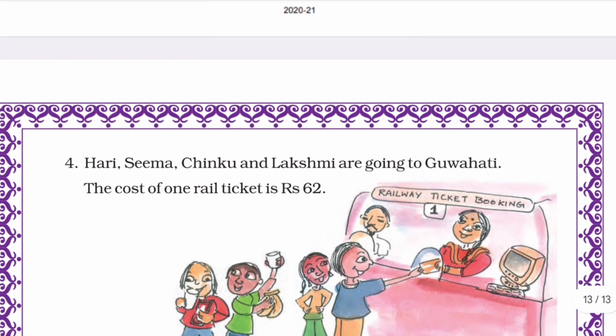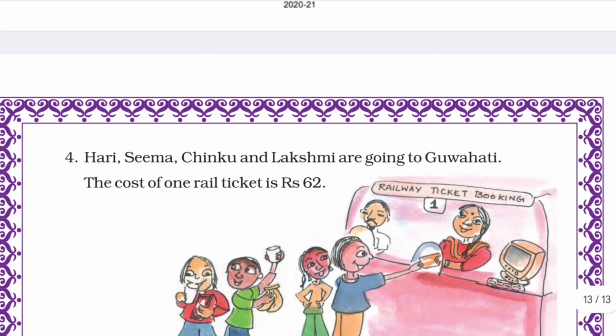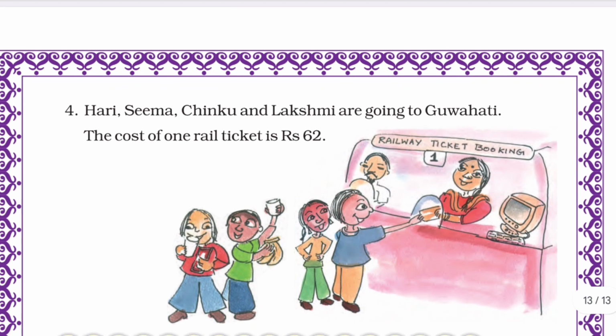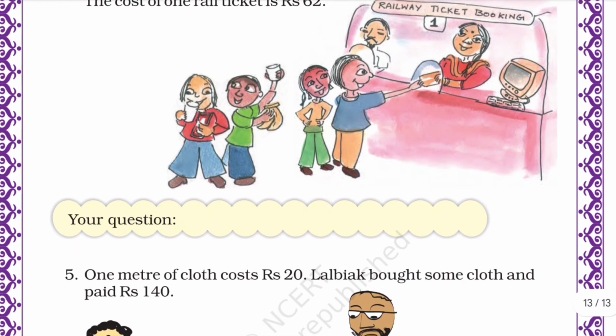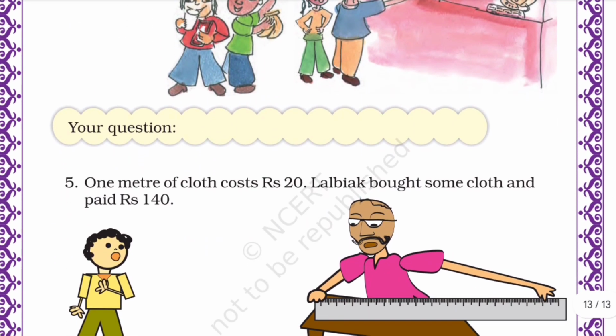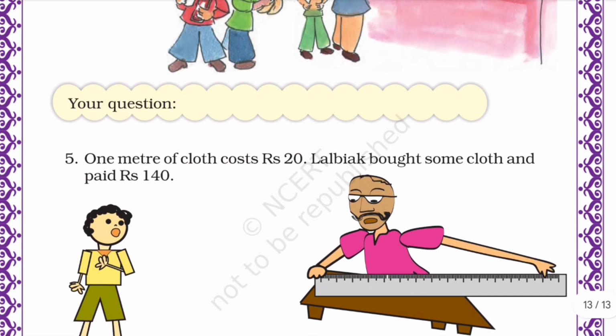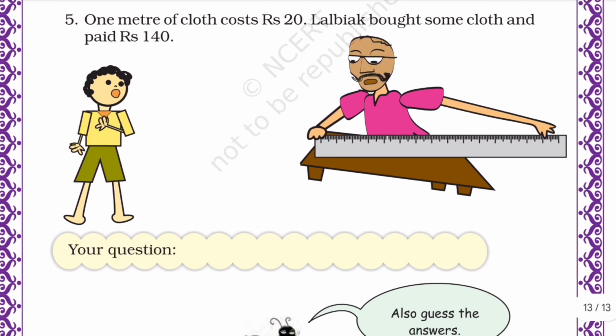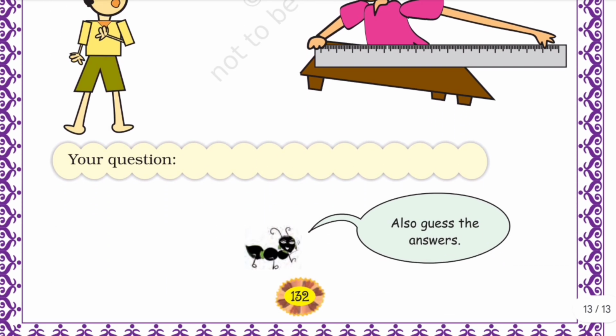Harisima, Chinku and Lakshmi are going to Guwahati. The cost of one rail ticket is 62 rupees. 1 meter of cloth costs 20 rupees. Lal Beek bought some cloth and paid 140 rupees. Also guess the answer.